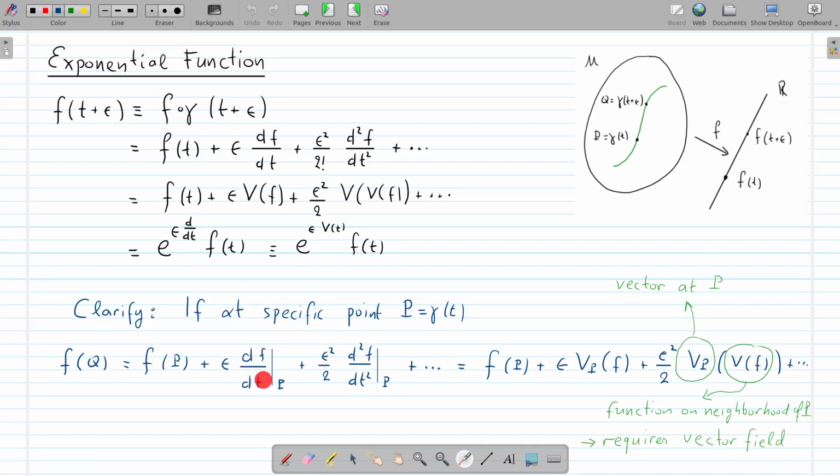Now these derivatives are computed at the point P. The first derivative, of course, is the action of the vector v, which is the value of the vector field at the point P. The second term here involves a second derivative, and in order to compute it, we of course act with v of p, but we now have to act on a function. And in order to have a function v of f, we need the vector field at least in the neighborhood of p.